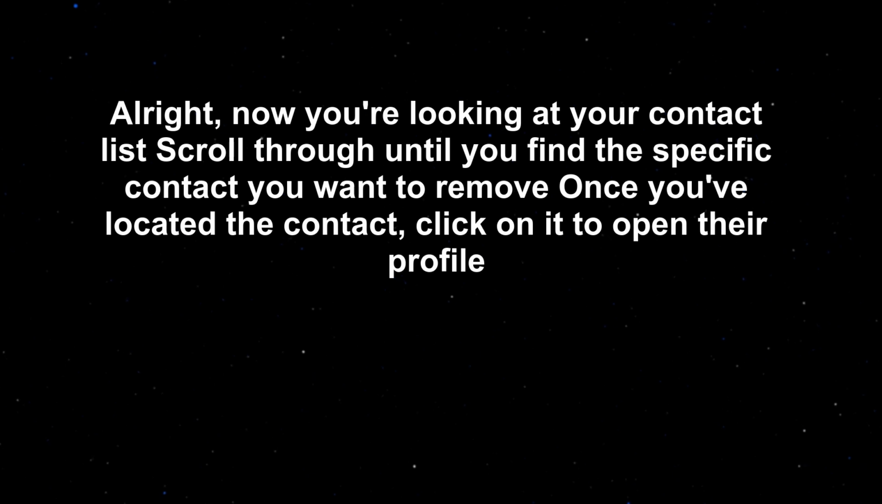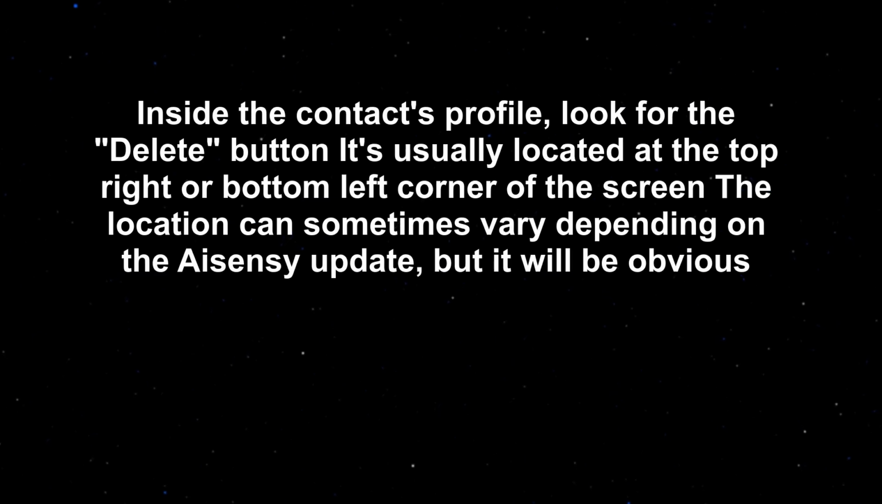Alright, now you're looking at your contact list. Scroll through until you find the specific contact you want to remove. Once you've located the contact, click on it to open their profile. Inside the contact's profile, look for the Delete button. It's usually located at the top right or bottom left corner of the screen. The location can sometimes vary depending on the Aisensy update, but it will be obvious.